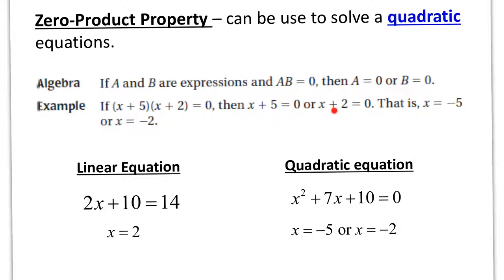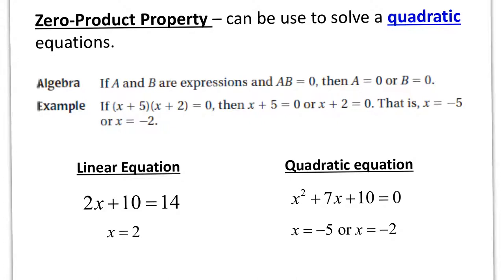After you have those 2 equations, you can solve. So you can subtract 5 from both sides and we get x equals negative 5. You can subtract 2 here from both sides and we get x equals negative 2. So that's where the 2 answers come from. You have a quadratic equation. You need to solve by using the zero product property.